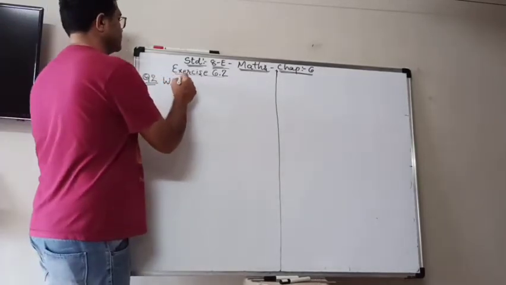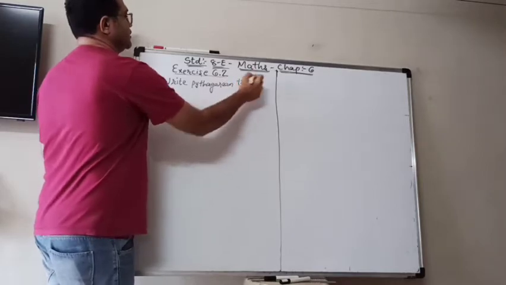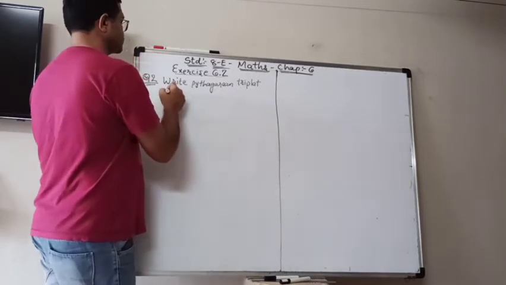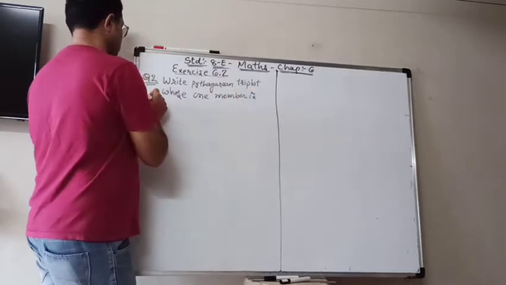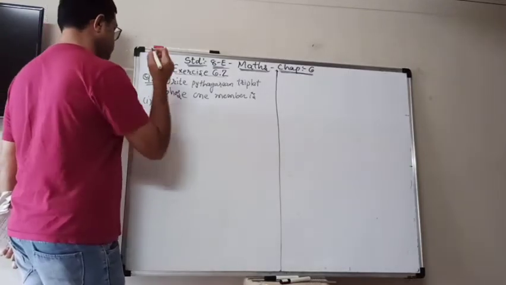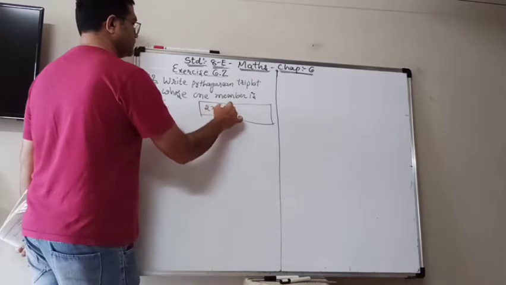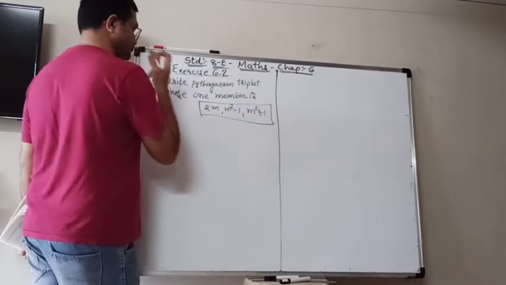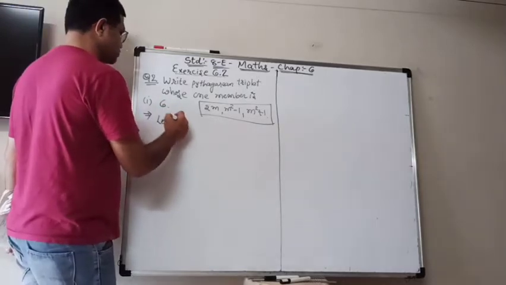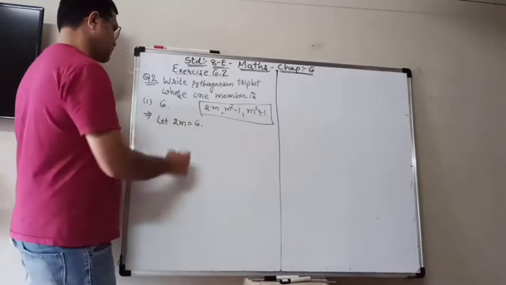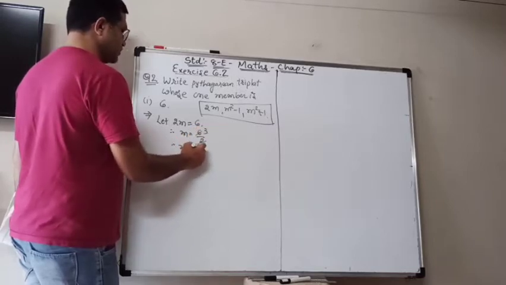Write a Pythagorean triplet whose one member is 6. So now we know that 2m, m square minus 1 and m square plus 1 will be the Pythagorean triplet. So we can take 2m is equal to 6. So what will we get? m is equal to 6 divided by 2. So m is equal to 3.